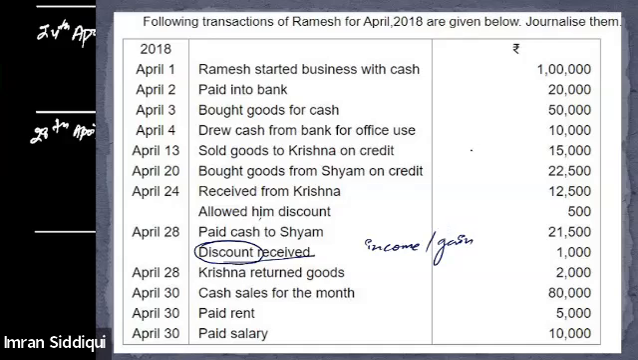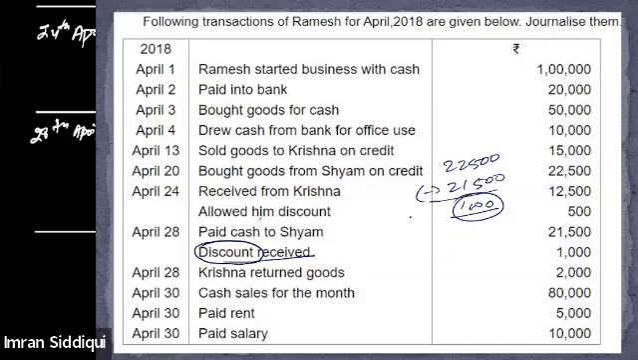See, we were actually required to pay 22,500 to Shyam, but Shyam actually requires 21,500 only. He is saying that he is giving us a discount of 1,000. We are no more required to pay him 1,000. So this is a kind of gain now. Instead of 22,500, we just need to pay him 21,500. So this is a kind of gain, yes or no?